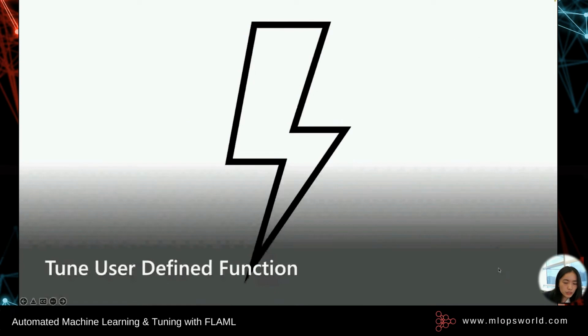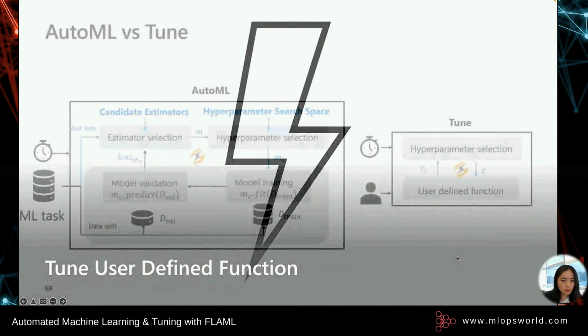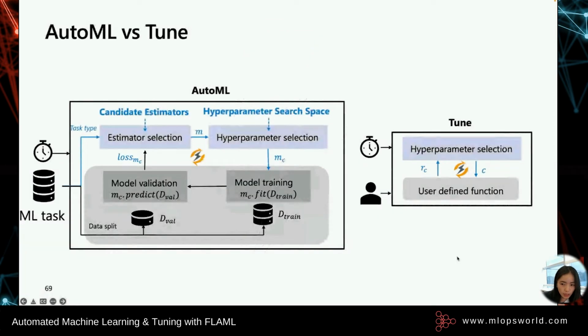Okay, so next I'll introduce how to use FLAML to tune a user-defined function. Before zooming into the details, let me first clarify when you should use AutoML and when you should use tune. From the workflow of AutoML and tune, you can see that in order to use AutoML, you need to frame your machine learning task in a sklearn fashion, which consists of a model training process, a model fitting process, and a model inference, and you need to have a validation data set to get the loss.